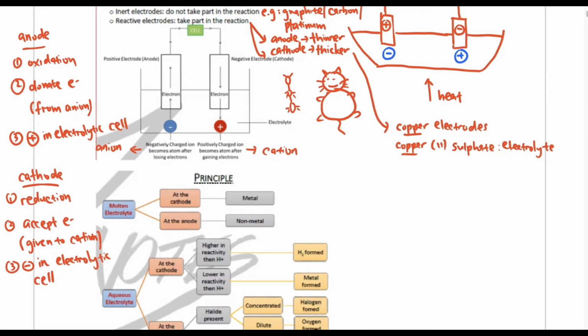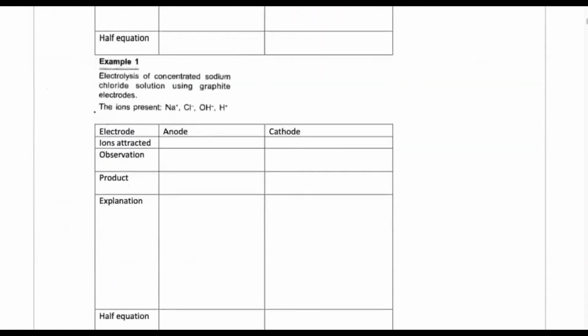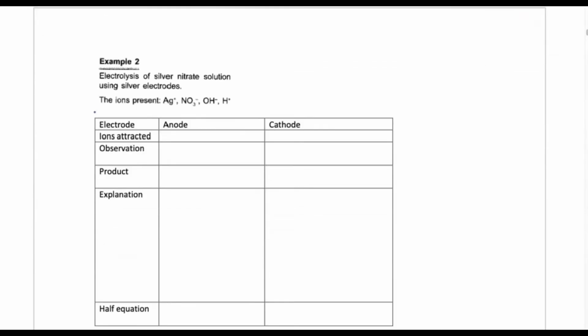Since you said that, I just write it down in blue color first. Cathode is positive in voltaic cell. We will learn voltaic cell later. And anode is negative in voltaic cell. Okay, so voltaic cell will come later. Let's see first, these are all the electrolysis. Let's see where's the voltaic.